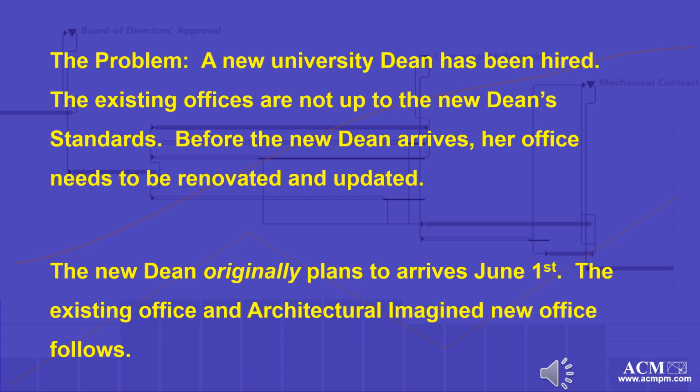It may be a factory changeover to update the product line, hospital upgrade, a power plant outage for maintenance, a steel mill or refinery shutdown for expansion. This sample problem uses the requirement to update an office of a newly hired university dean before the dean arrives. The project must be finished before the original planned arrival by the dean on June 1st.